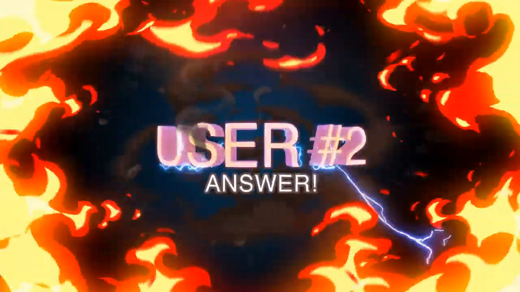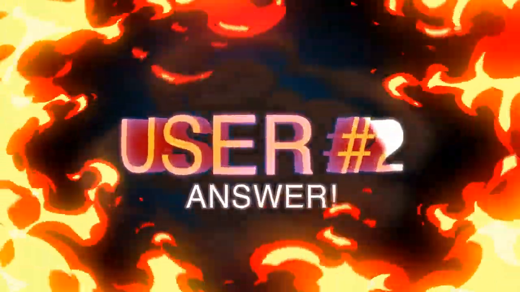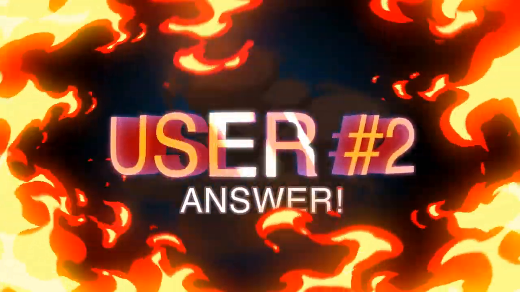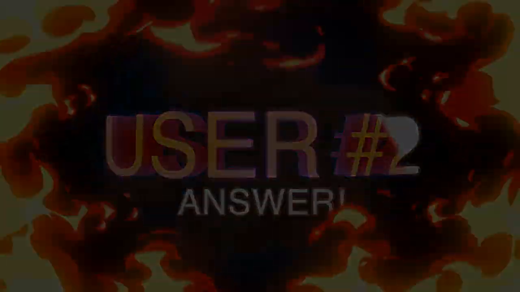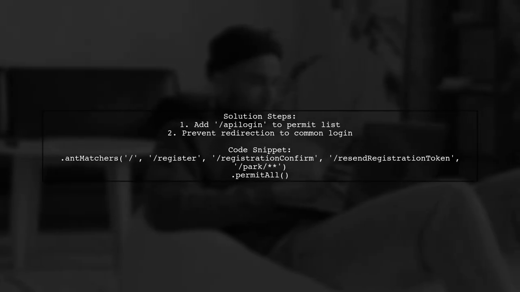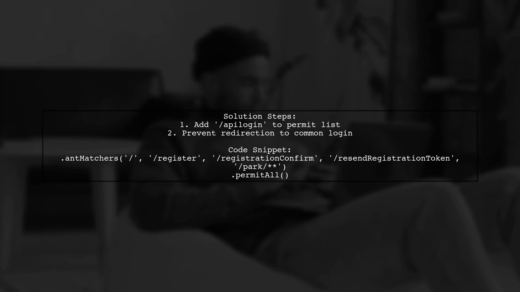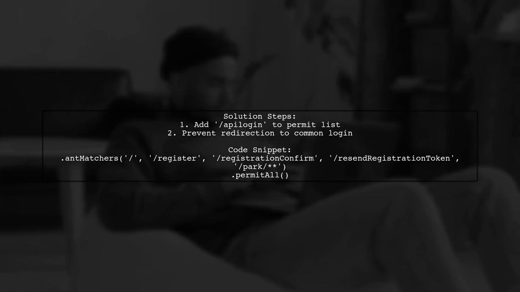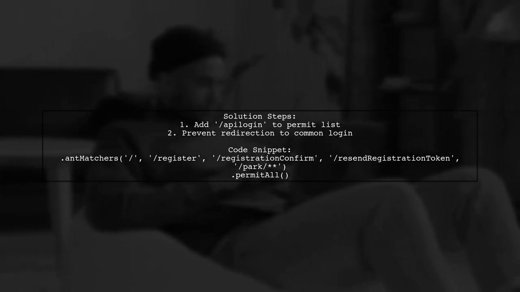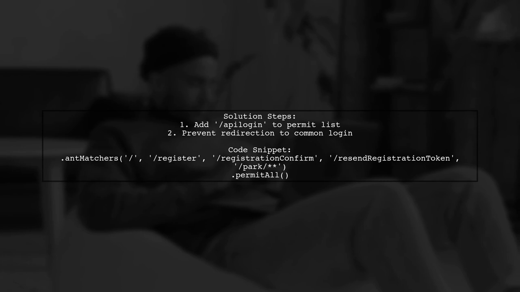Let's now look at another user-suggested answer. To enable a different login for your web and REST applications, try adding the URL path aplegen to your permit list. This way, it won't redirect to the common authentication page.